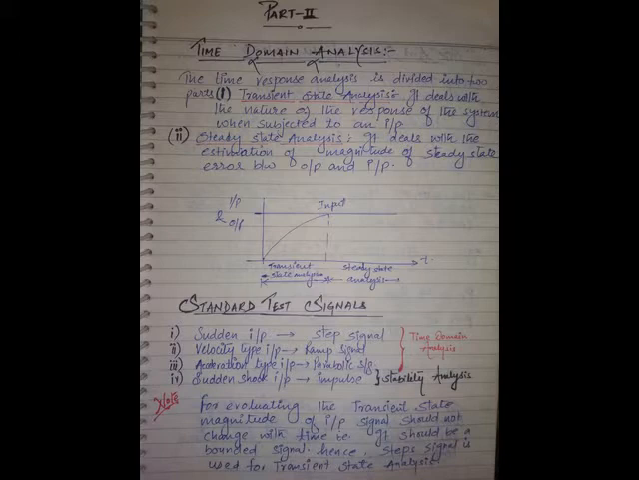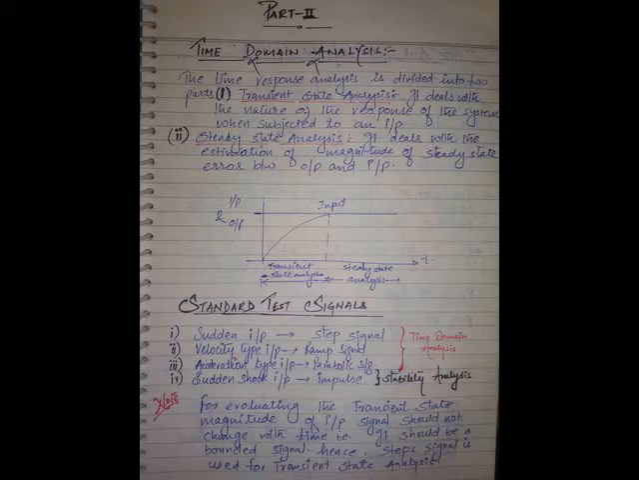This is divided into two parts. That part of time response which deals with the nature of response of a system, we call it as the transient state analysis.